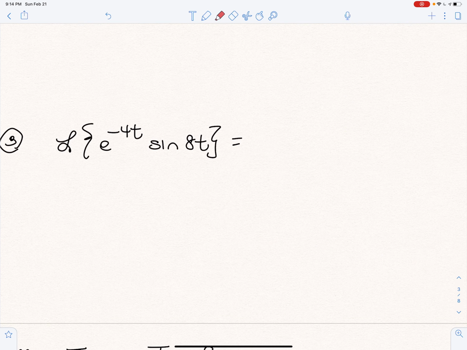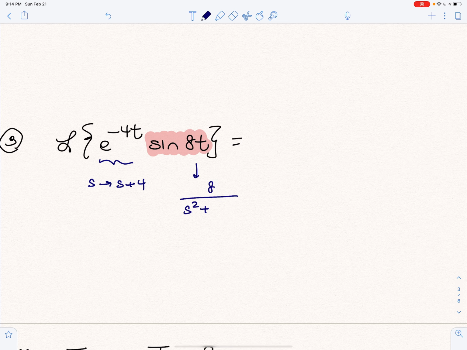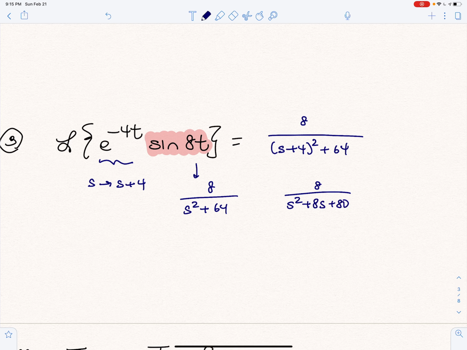Last but not least, here we go. We're going to transform a sine function, and this tells us that s becomes s plus 4. The Laplace transform of sine of 8t is 8 over s squared plus 8 squared, which is 64. So the actual Laplace transform of our function is 8 divided by s plus 4 squared plus 64, which, if we multiply that out, we could write as 8 over s squared plus 8s plus 80. And that's all there is to it.